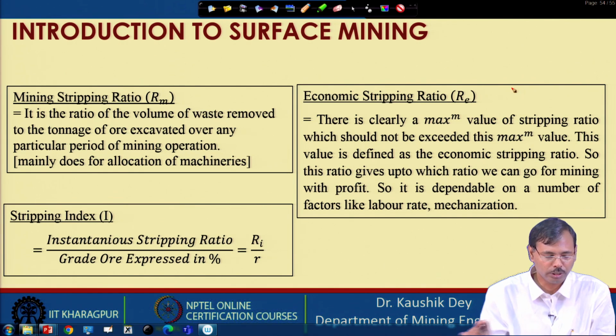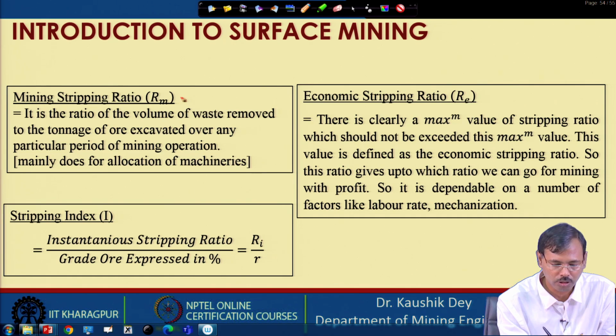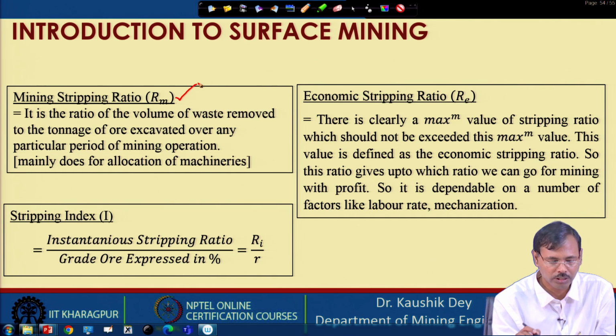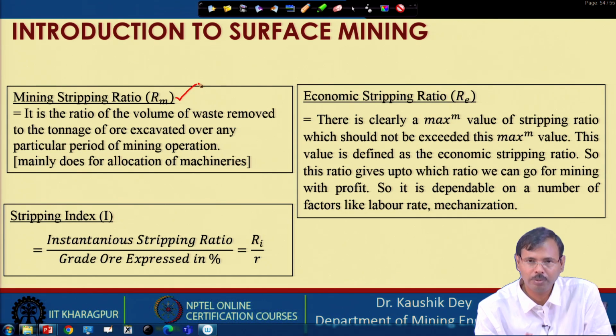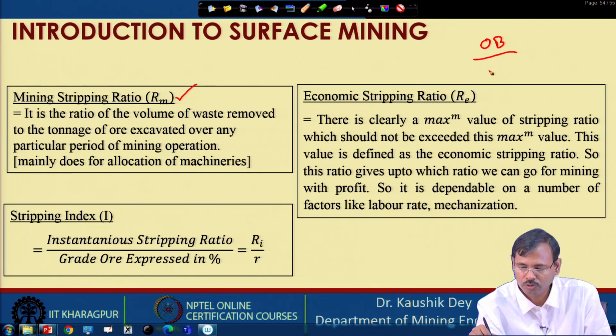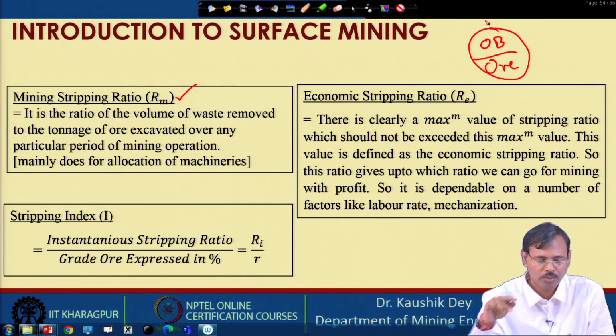The next stripping ratio is mining stripping ratio. Mining stripping ratio is basically used for deploying the machineries. That means, the mine management has decided that in this month or maybe in this week or maybe in this shift also, this much of overburden has to be removed and this much of ore has to be removed. So, it is a particular planning which is carried out.